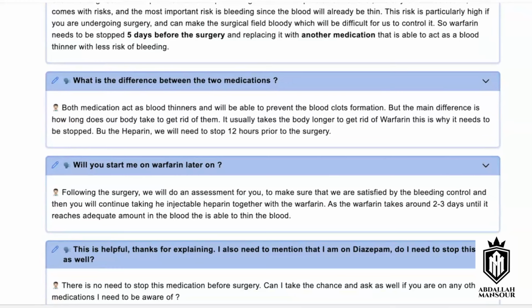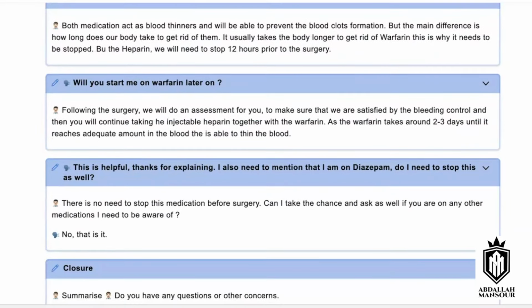After the operation, you will be on warfarin. You will take it as soon as you're able to eat and drink. However, you will have to continue the injections in your tummy, because it takes the warfarin 3 days to build up in your blood and increase to a level that's able to actually thin your blood. Right? When you say that, the scenario is done, and I wouldn't ask you any further questions.